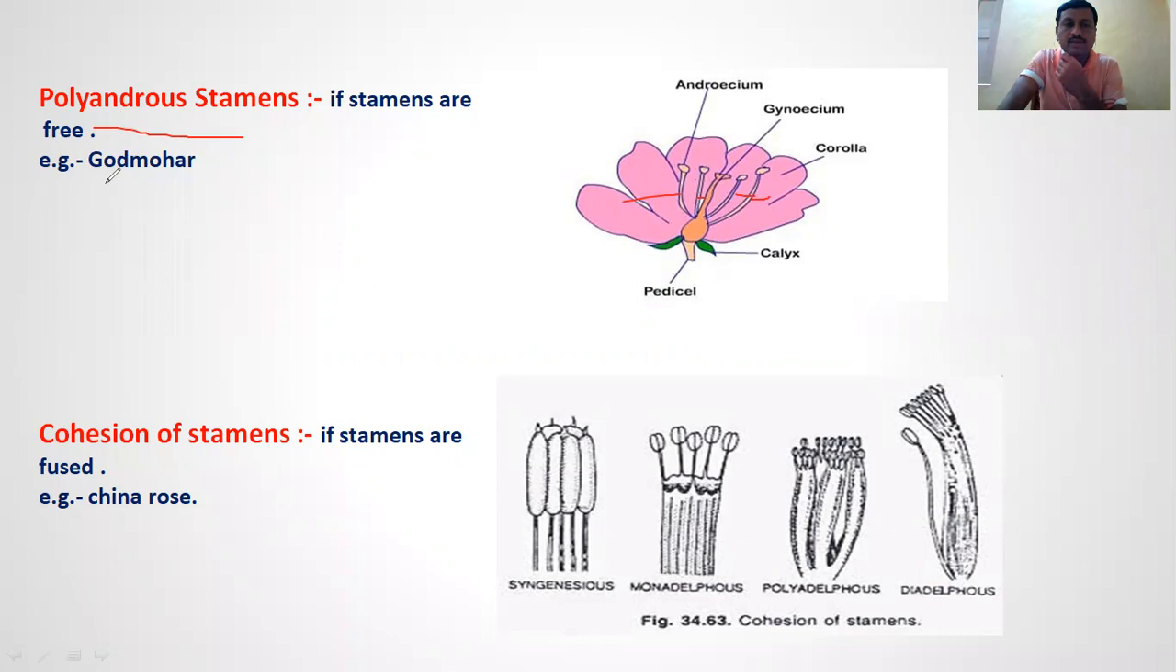Example: gulmohar, or gold mohur. In these flowers, the stamens are free and do not fuse with each other. They are separate, like these finger-like projections. These are called polyandrous stamens. Most gulmohar flowers have polyandrous stamens.